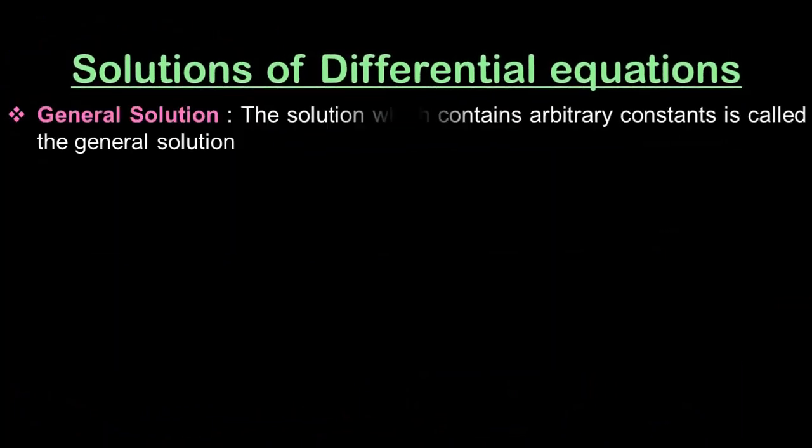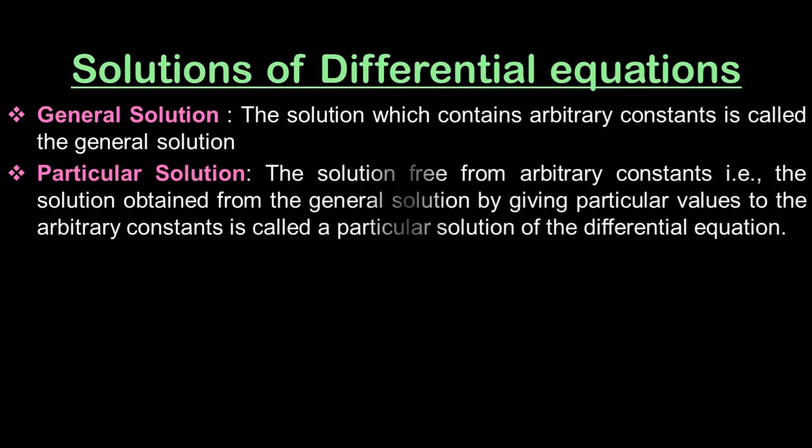Now let us see, once you have a differential equation, how do you find solutions of it? A solution is a value which satisfies the equation. It is just like any other equation's solution. The solutions of differential equations are of many types. The first type of solution is the general solution. This solution has arbitrary constants.